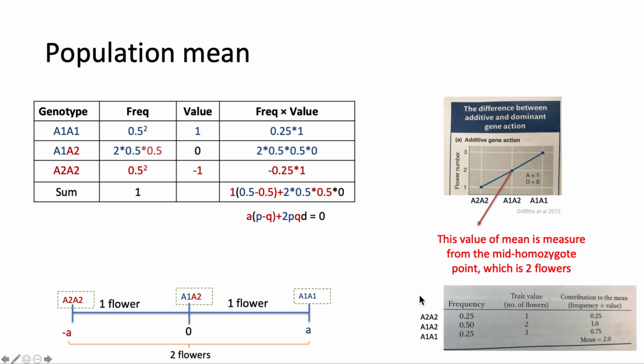And we can use the same formula but now with the phenotypes, and as you can see here, we can also estimate that the mean of the population is 2 as well. So both formulas give you the same outcome: the population mean is 2.